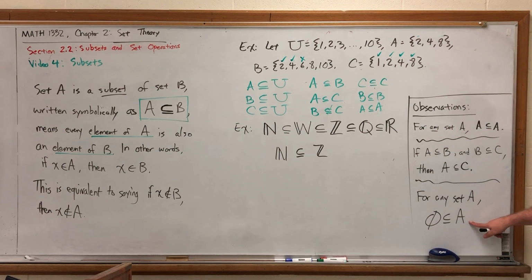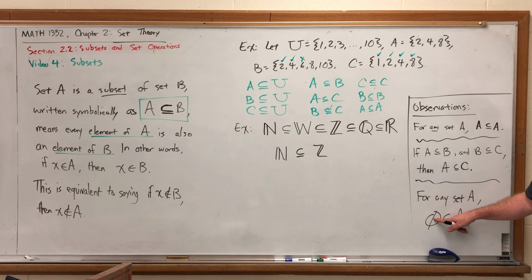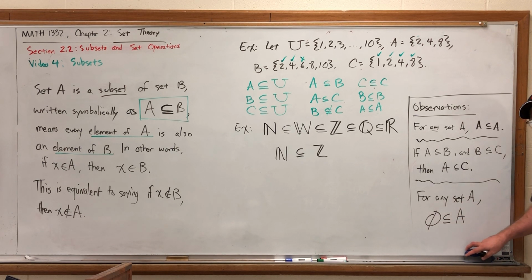If you are not in this set, then you can't be in this one either, because this one doesn't have anything. This is what would be said to be vacuously true. It's true in the sense that there are no elements here to check to see if they belong to the larger set. Just remember, the empty set is a subset of every set.